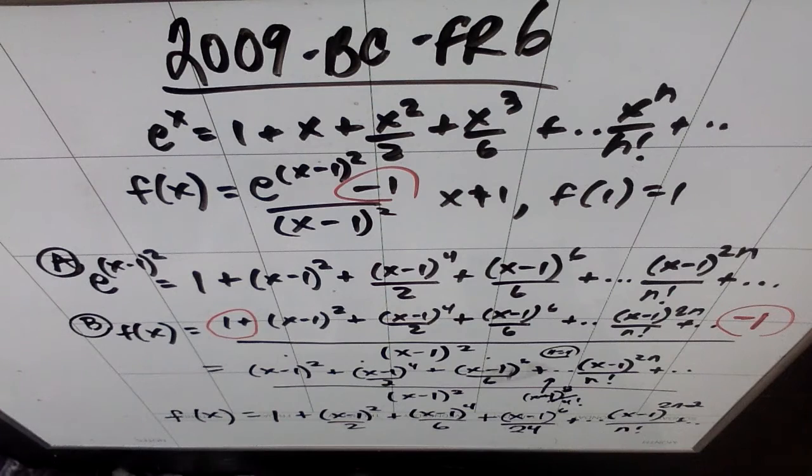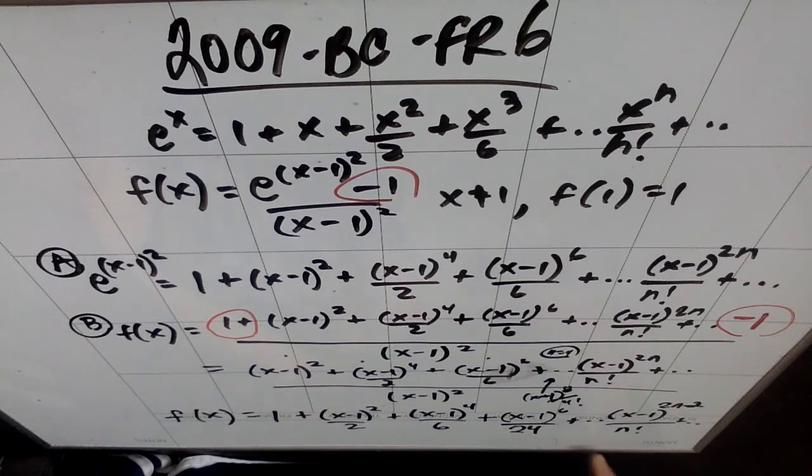So again, sometimes something cool happens, and that's totally why they threw this -1 in there into the F formula, was so that it would magically cancel, and you'd be able to clean it up. So my first four terms are this 1, the x minus 1 quantity squared over 2, the x minus 1 to the 4th over 6, the x minus 1 to the 6th over 24, and then the x minus 1 to the 2n minus 2 over an n factorial.